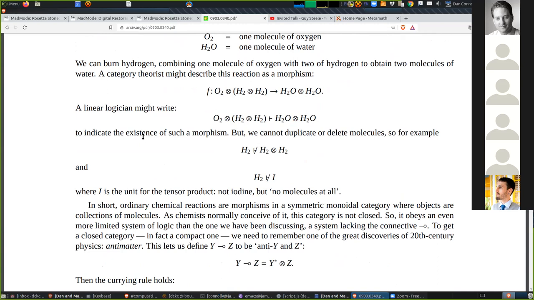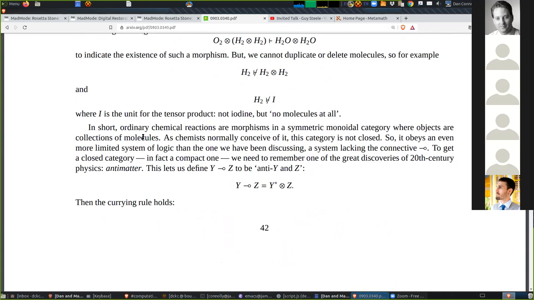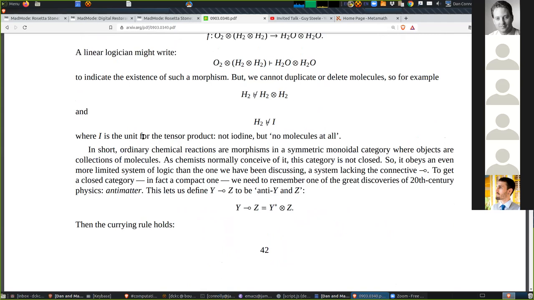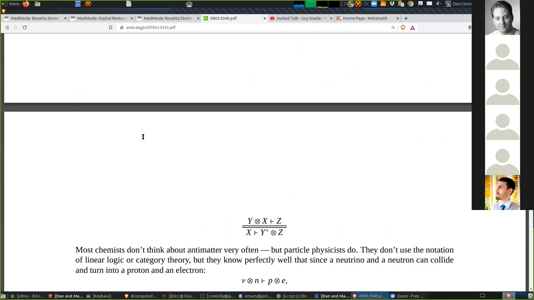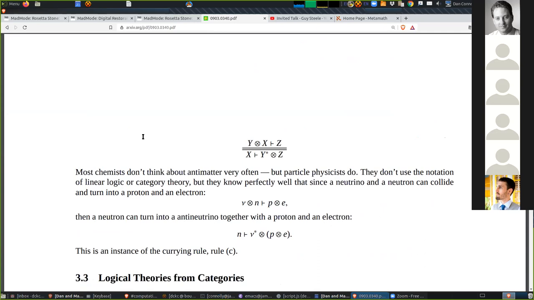What? Oh, it's a not follow symbol, right? Yes. It's kind of convoluted, but okay. Most chemists don't think about antimatter very often, but particle physicists do.